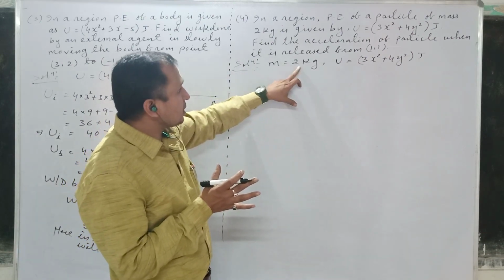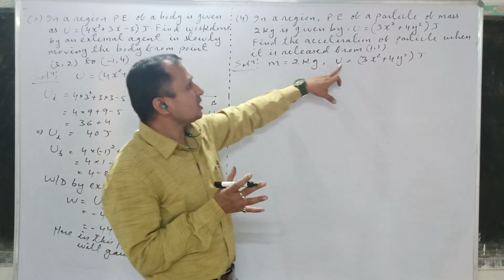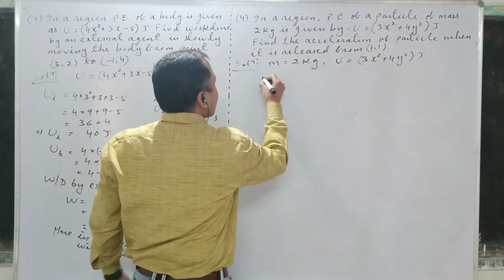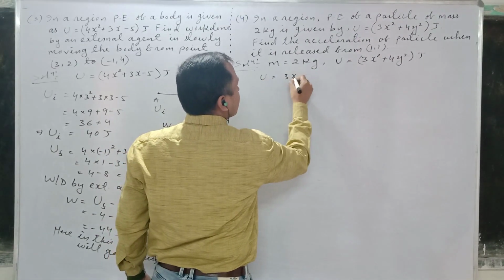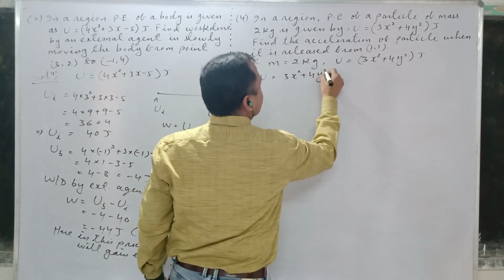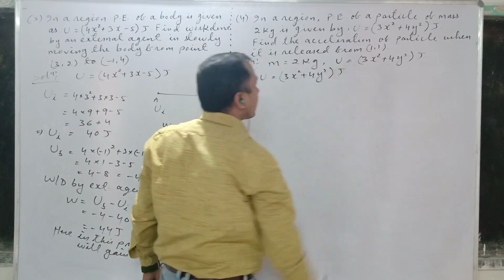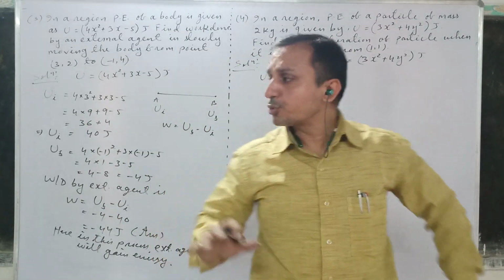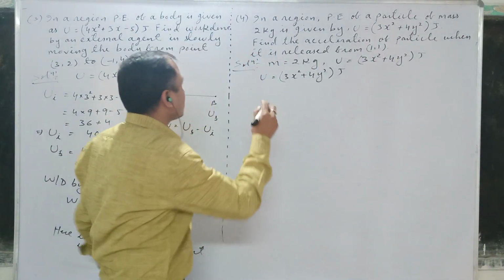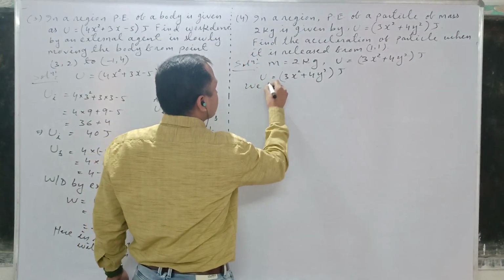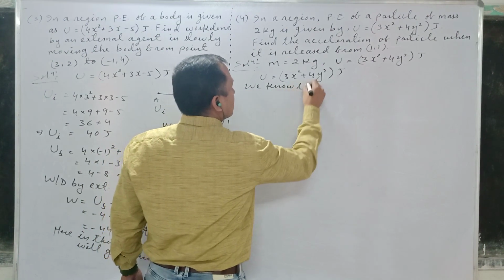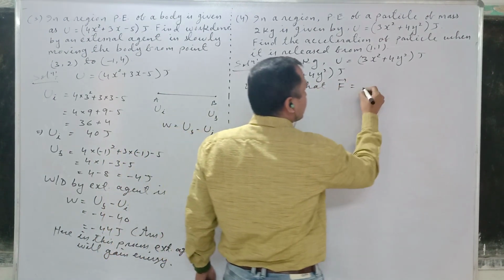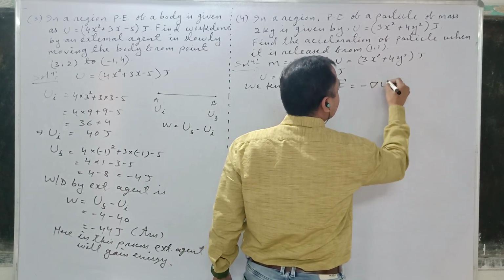The given parameters are here, m is equal to 2 kg, u is equal to 3x square plus 4y square. Yes, so u is equal to how much? 3x square plus 4y square. It is given, but we know that the relationship between the conservative force and the potential energy is how much? So we know that force or conservative force is equal to, we can write minus gradient of u.